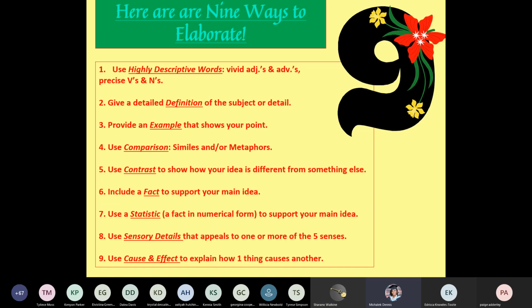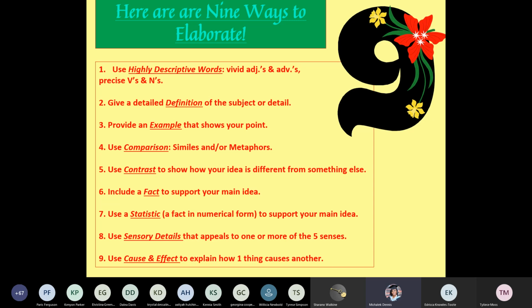3, provide an example that shows your point. And I said that earlier. So for instance, if you're writing a paragraph and you're supporting the main idea or topic sentence, and you give an example that actually is going to support your main idea, that is something you should use. Okay? You're not limited in what you can do. 4, use comparison, similes, and or metaphors. That's something we heard from the beginning. 5, use contrast to show how your idea is different from something else.